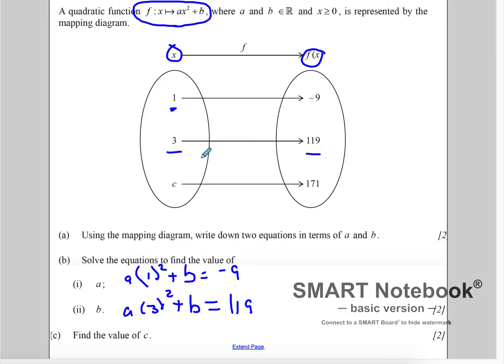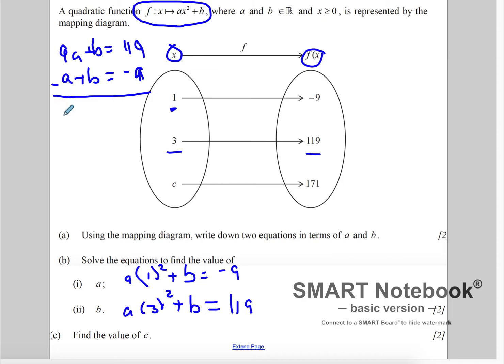So how is this helpful to me? Well, if you do this out, 1 squared is just 1, so we're left with a plus b is equal to -9. And if you do this one out, 3 squared is 9, so 9a plus b is equal to 119. Maybe you remember from Algebra 1, since these have the same variables, we can subtract them from each other, right? We have 2 variables and 2 equations. We want 1 variable and 1 equation.